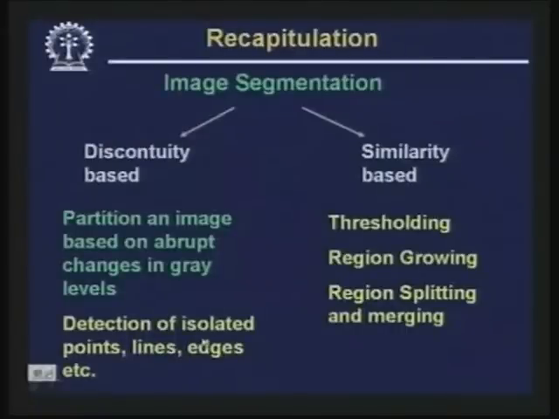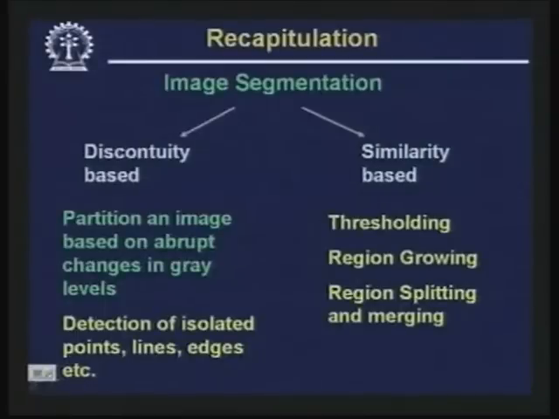So we have seen that image segmentation techniques can basically be divided into two different categories. One category is discontinuity based image segmentation techniques, and the other category is similarity based image segmentation techniques. In discontinuity based techniques, what we look for is some abrupt changes in the image gray levels, or if it is a color image, some abrupt changes in the color information. And based on these abrupt changes in the intensity values, we partition the images into different components.